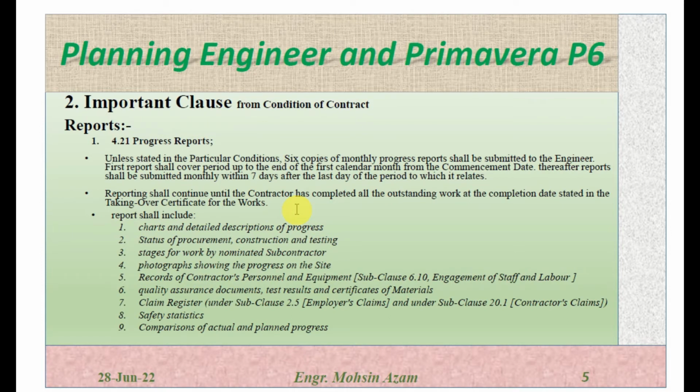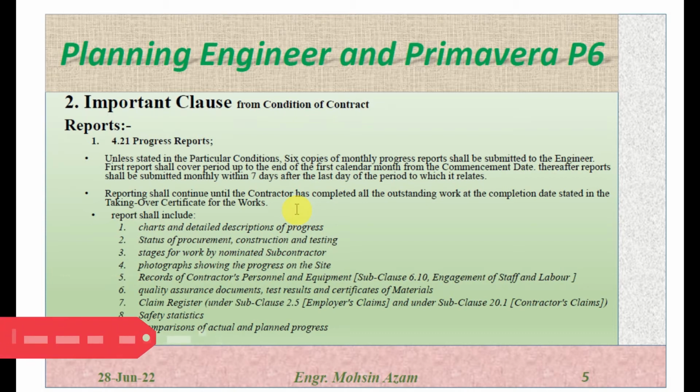Quality assurance documents, testing results and certification of material. So all the testing results and the certificates of the material should be submitted monthly. Claim register. So a claim register should be submitted. Clause 2.5 is actually the employer claims. So based on subclause 2.5, the employer can claim their rights, and 20.1 is the contractor claim, which protects the contractor rights as per the contract. So the contractor should have to submit one register consisting of all the claims from the engineer side and from the contractor side. Safety statistics should be submitted. Safety reports from the safety department should be submitted every month. Comparison of actual and planned progress.